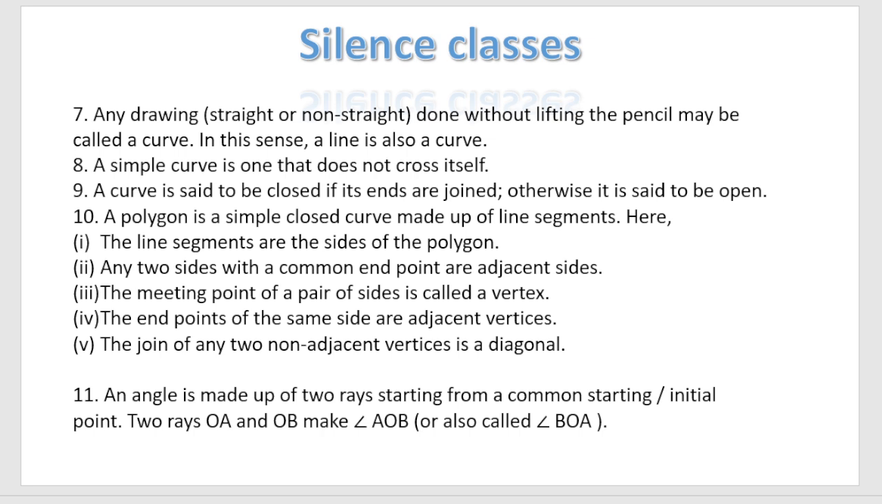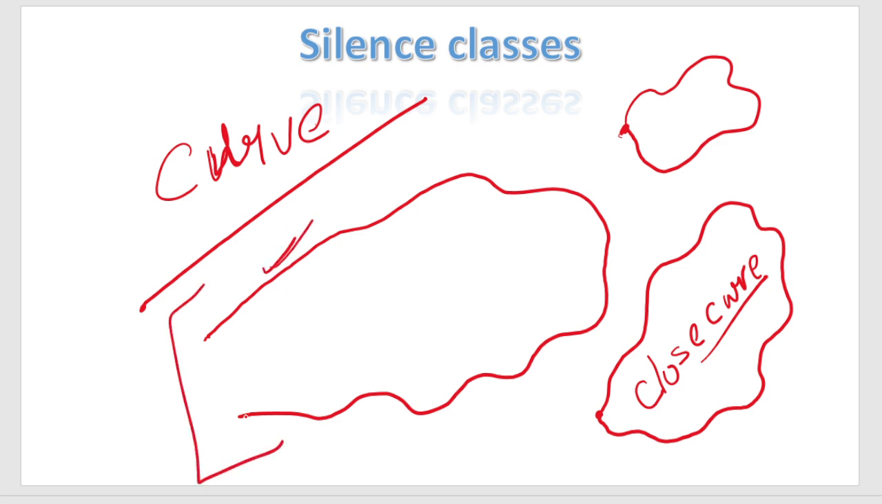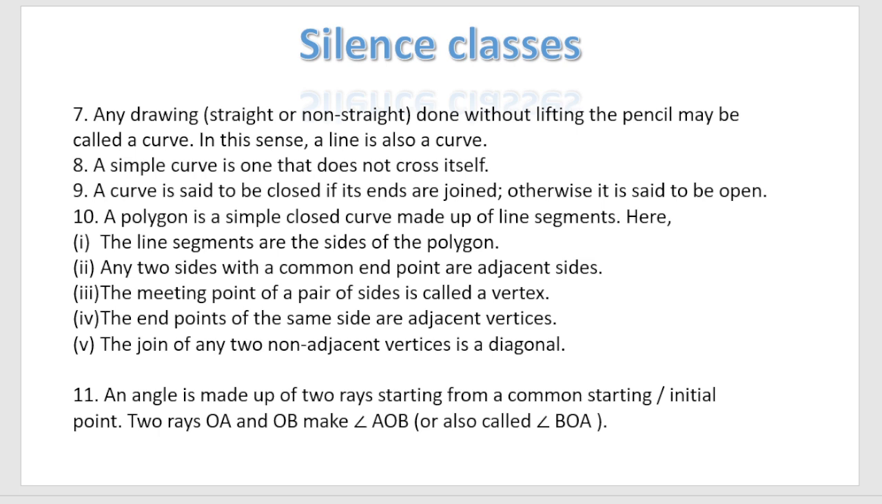A curve is said to be closed if the ends are joined. I have already drawn a closed curve: we started over here and ended where we started. So this is known as a closed curve, because you can see it is a closed figure. If I draw like this, it is known as an open figure. You can check that the end point and the starting point are different. I hope you understood.